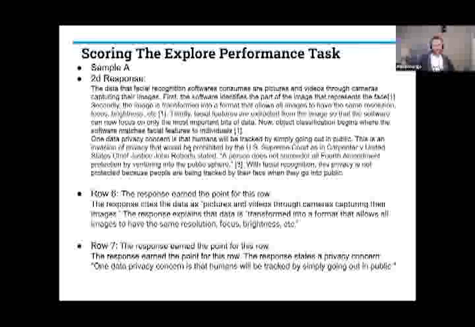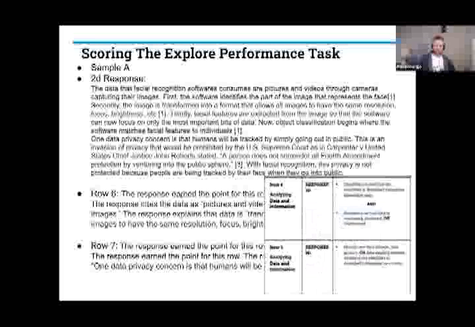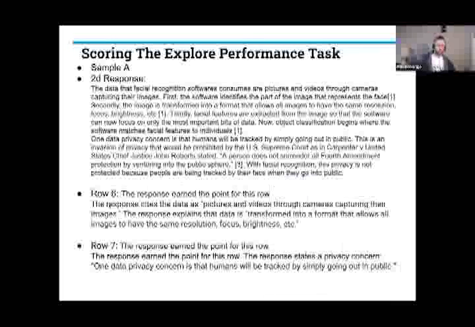All right, so that is a very lengthy part about data. So did they talk about the data that this innovation uses? Remember, row 6 says the response identifies the data that the identified or described computing innovation uses and explains how the data is consumed, produced, or transformed. So if we look back here, row 6, yes, the response earned the point for this row. The response cites the data as pictures and videos. Pictures and videos are the data type, and it's through cameras.